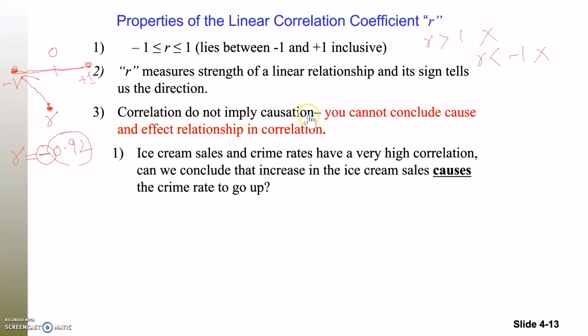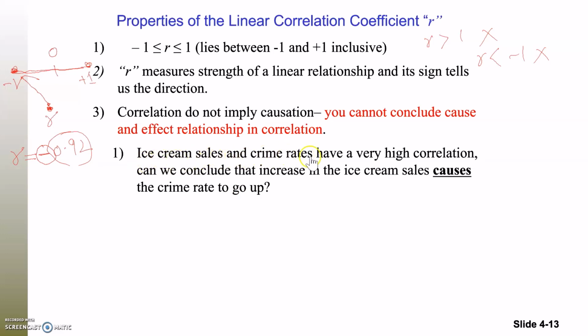Remember, correlation doesn't imply causation. You cannot conclude a cause and effect relationship from a correlation. This is very important to understand. If there is a correlation between two variables, it doesn't mean that one variable causes the other. Sometimes there is a third variable involved, called a lurking variable, and that variable is causing the change in these two variables. For example, I have given an example here.